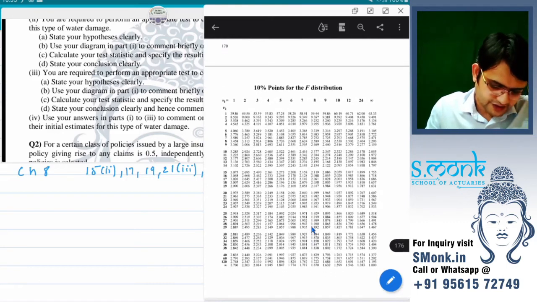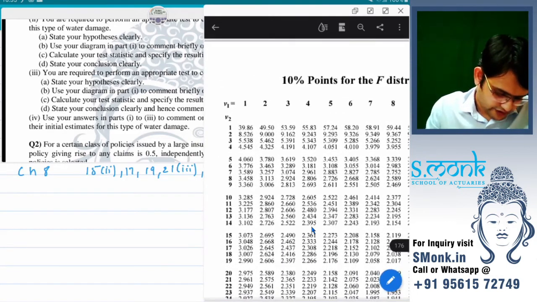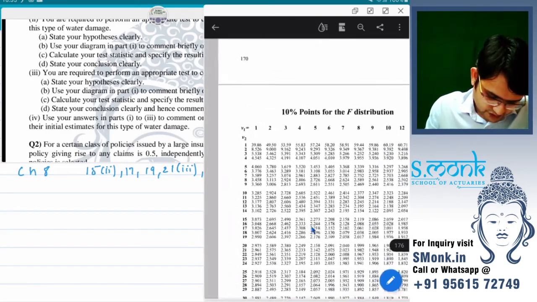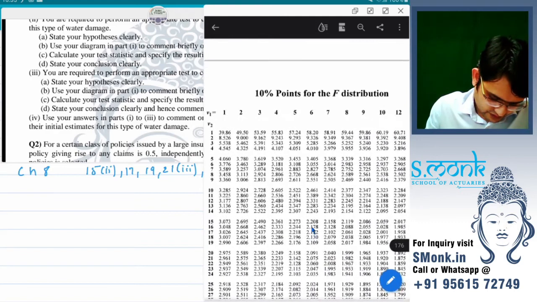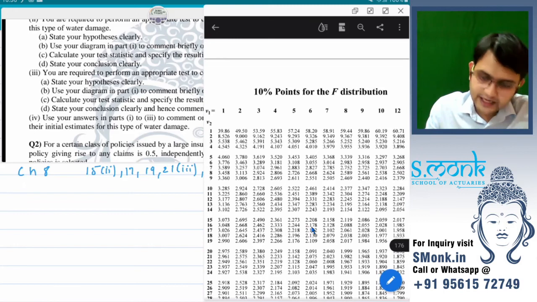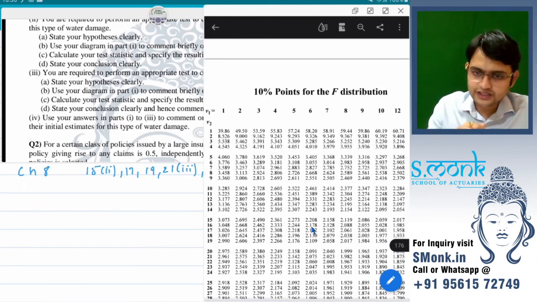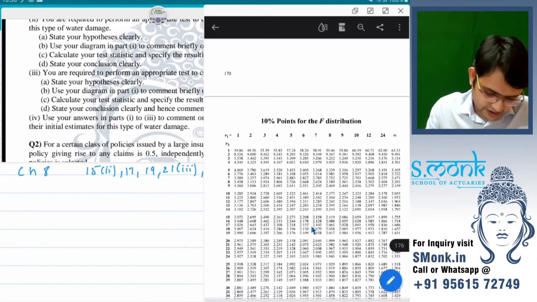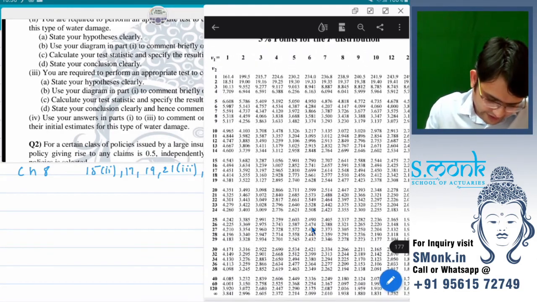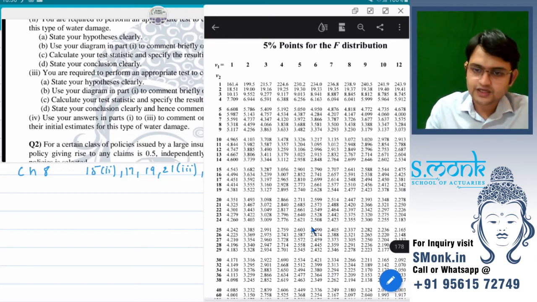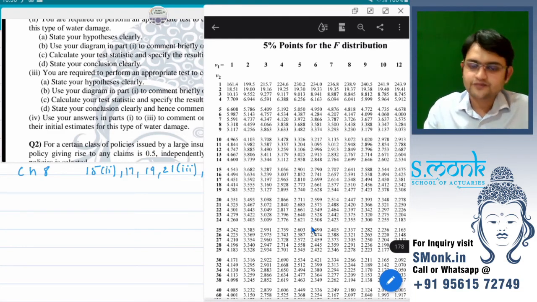So we have the 10% F table, we'll check that first. For degrees of freedom 12 comma 10, you can see the value is 2.284. Okay, so it's nearly the same. Let's see what happens next. We are searching for 2.3. In the 5% table the value is 2.913. So clearly the value is between 5% and 10%.